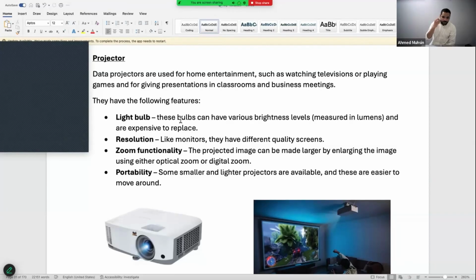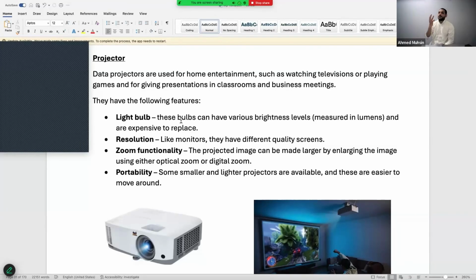So number two is resolution. Number three is something called zoom functionality. When you switch on your projector, guys, normally you can zoom into the content that your projector is displaying. This is function number three. How much can I zoom in to the content that is being shown by my projector?